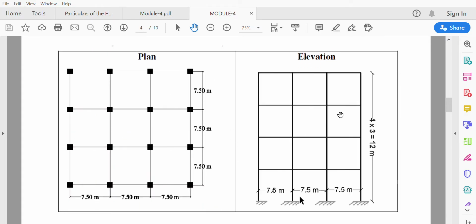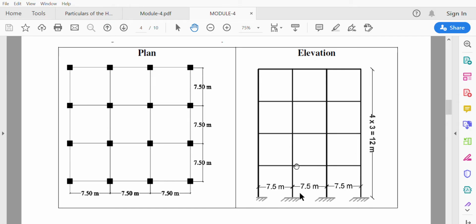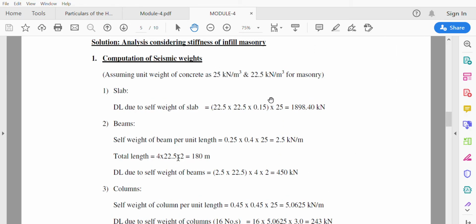So this is the plan and elevation which is given. Total length here is 7.5 plus 7.5 plus 7.5, that is 22.5. It is a square building. So here the floors are ground floor, first floor, second floor and the terrace floor. Total height is 12 meters. This problem can be solved by considering infill masonry and also without considering the infill masonry. Let us consider stiffness of infill masonry.